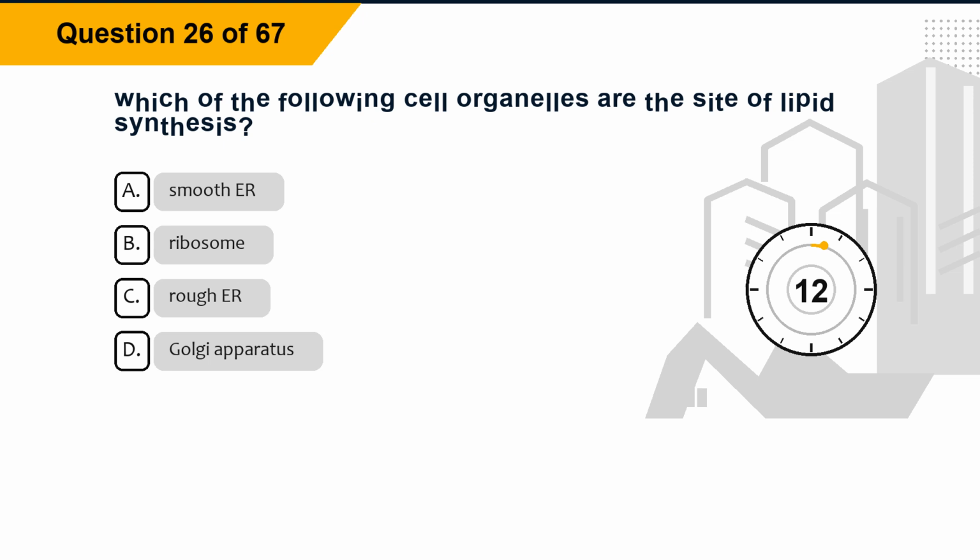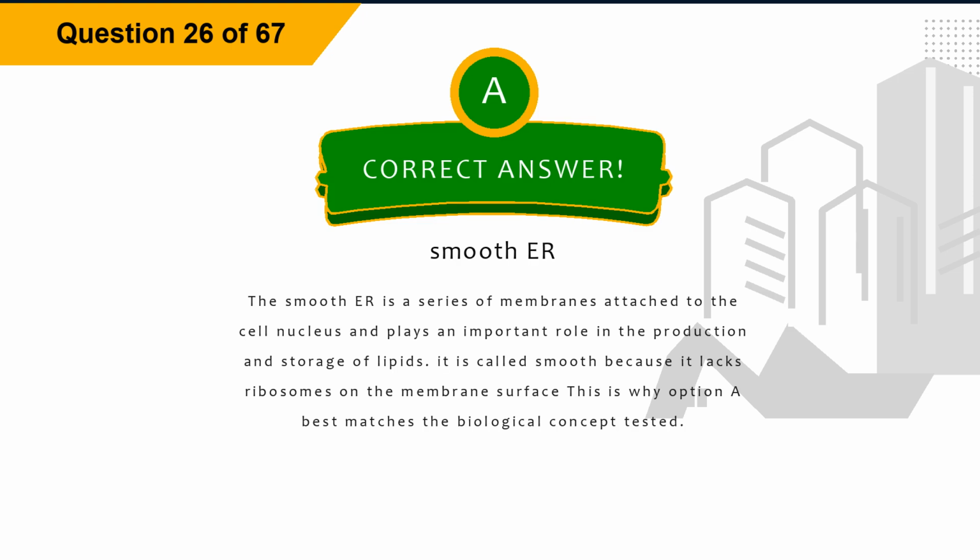Question 26. Which of the following cell organelles are the site of lipid synthesis? Option A, smooth ER. Option B, ribosome. Option C, rough ER. Option D, Golgi apparatus. The correct answer is option A, smooth ER. Explanation. The smooth ER is a series of membranes attached to the cell nucleus and plays an important role in the production and storage of lipids. It is called smooth because it lacks ribosomes on the membrane surface. This is why option A best matches the biological concept tested.